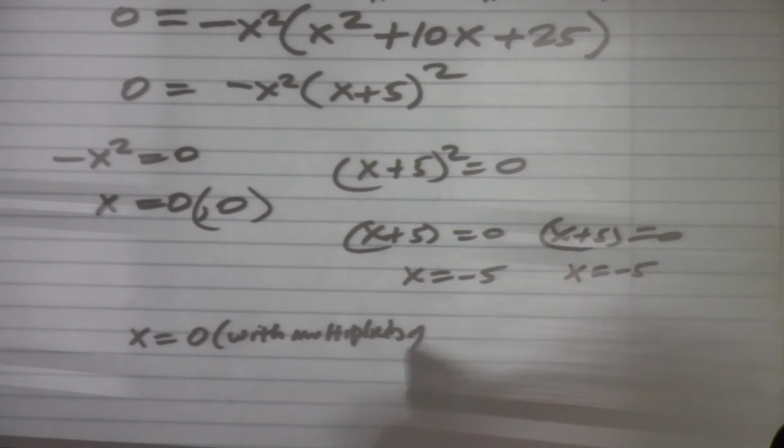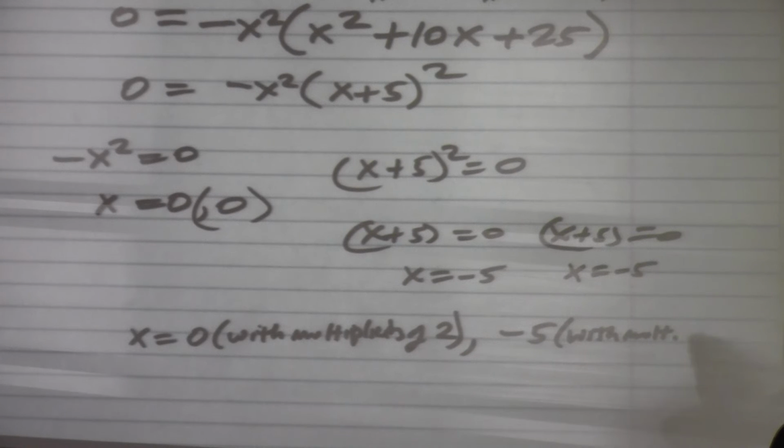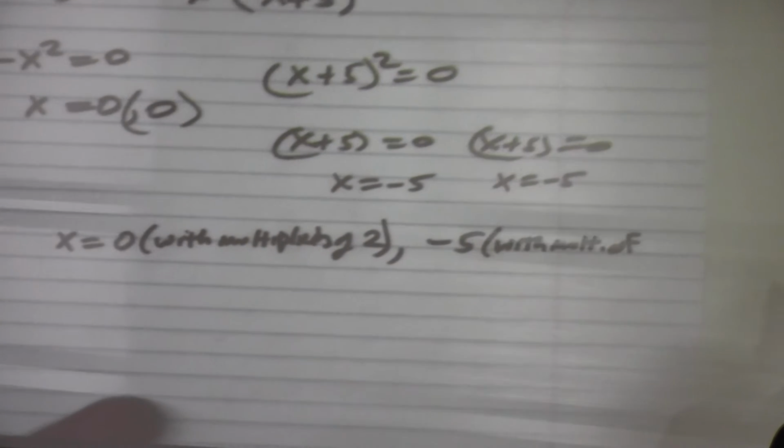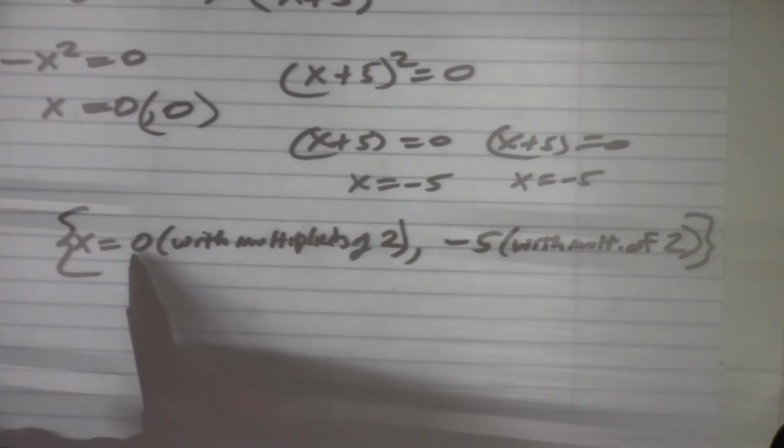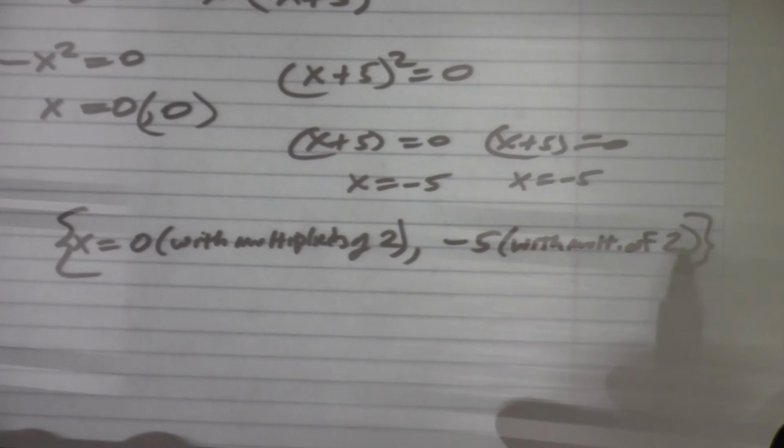So x is equal to 0 with multiplicity of 2, and -5 with multiplicity of 2. I'll just abbreviate it. And that is my solution set: x is equal to 0 twice and -5 twice. Don't say twice, say with multiplicity of 2. You can abbreviate it like that, but no more than that. So now you see how to solve one where you get multiplicity, using factoring techniques.